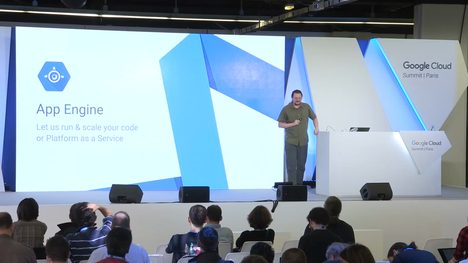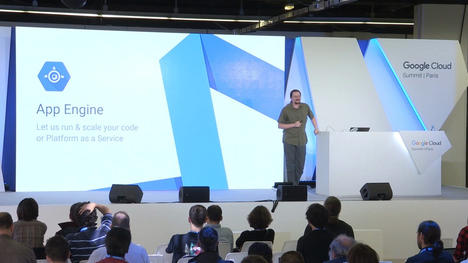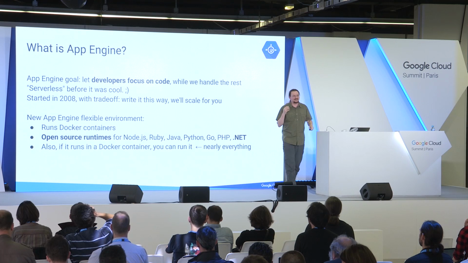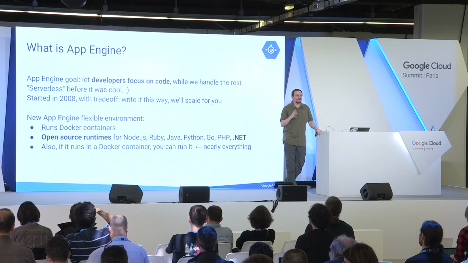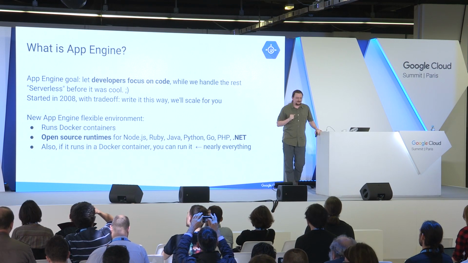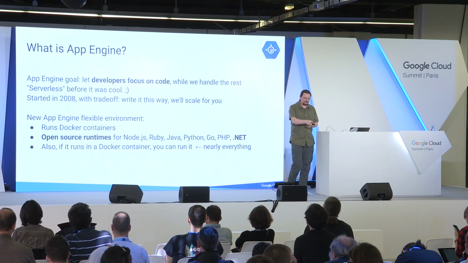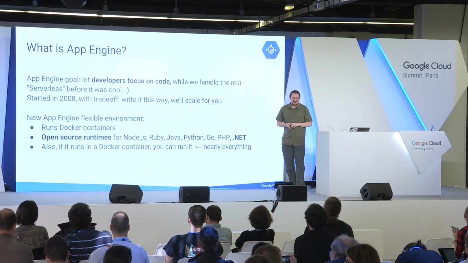OK, next up is App Engine. So App Engine is our platform as a service. It lets developers focus on the code they're writing, and then we handle the rest. I think we could say it was serverless early on. So App Engine has been around for 6-7 years now. Actually, it started in 2008, so more.